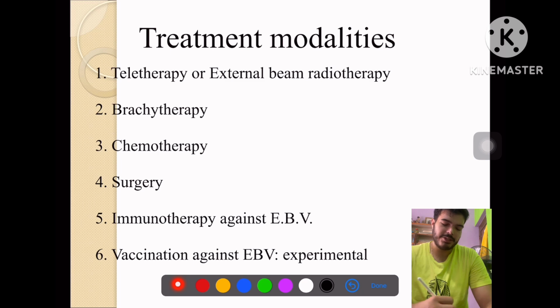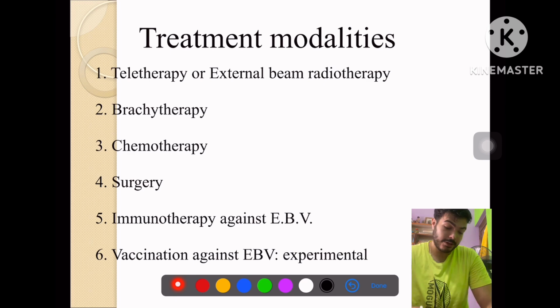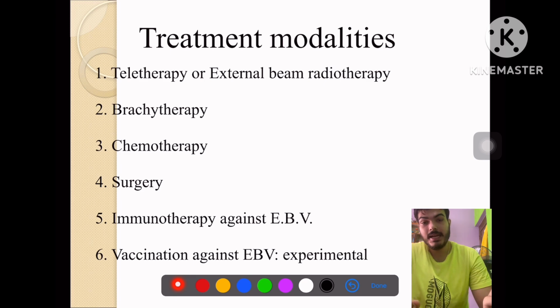Chemotherapy and surgery are written at the last, because we do them at the last only. And immunotherapy against Epstein-Barr virus, and of course I told you Epstein-Barr virus has a very good association with this one. External beam radiation I already talked about. Now brachytherapy is divided into 3 types: intracavitary, interstitial, and high dose. You need to remember this.